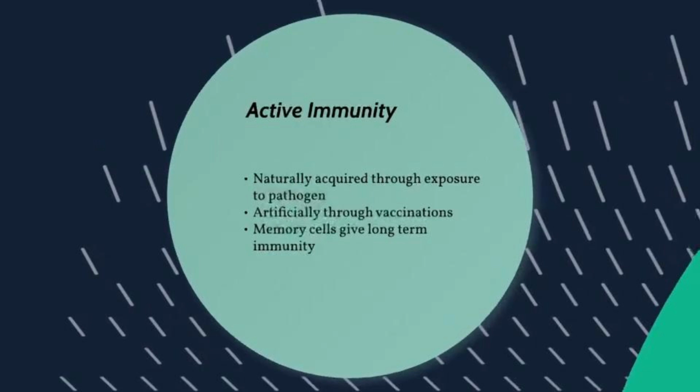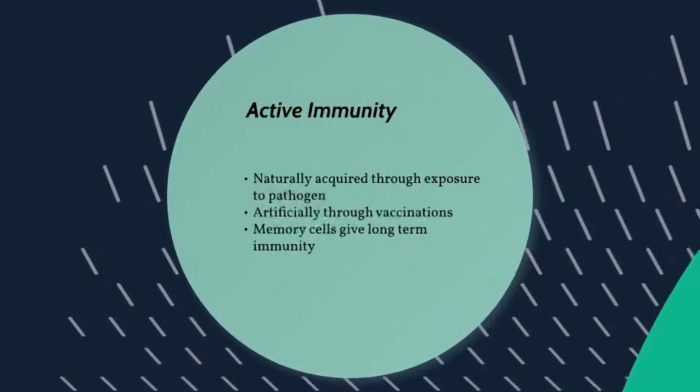Active immunity can be acquired two ways. So we can have natural active immunity, and that's when we just get exposed to an antigen in our normal life, if you catch the common cold or things like that. We can also have artificially acquired immunity through vaccinations, which I'm going to go on to talk more about later in the lesson. Active immunity gives the person long-term immunity because it produces memory cells within the person, so that when the person gets exposed to that antigen again, they will have that secondary immune response, which is much quicker.